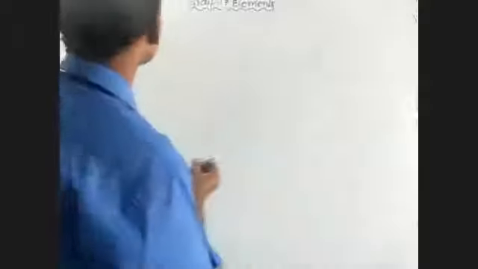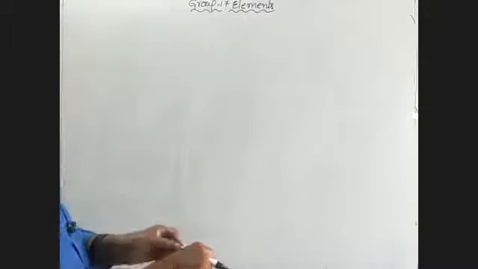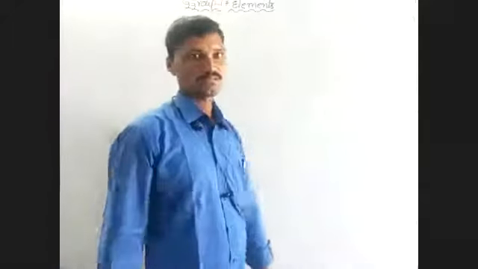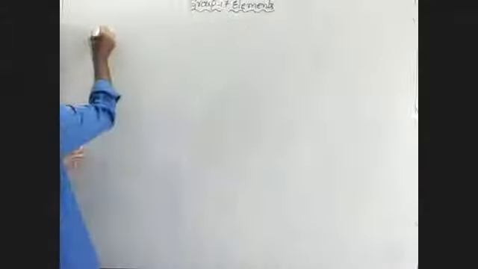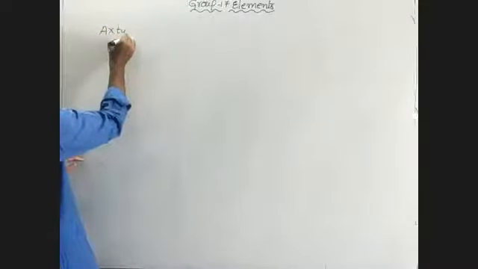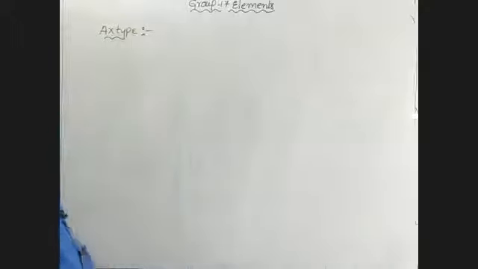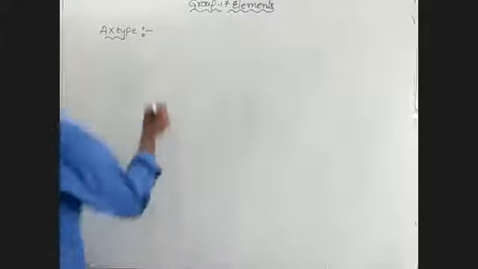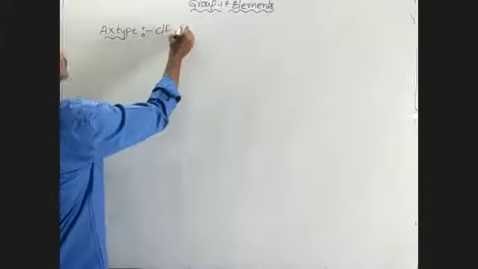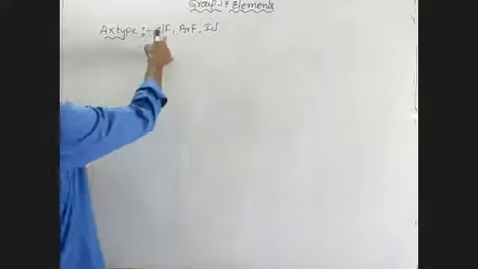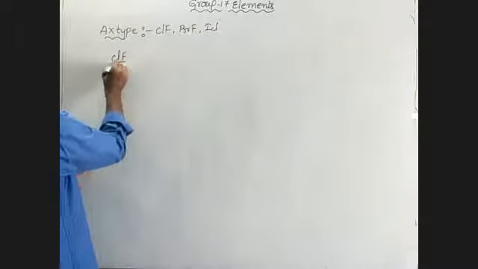Good morning, students. Today we will discuss the structures of interhalogen compounds. First one is the structure of the AX type of interhalogen compound, for example ClF, BrF, ICl, etc. Let us take ClF as an example.